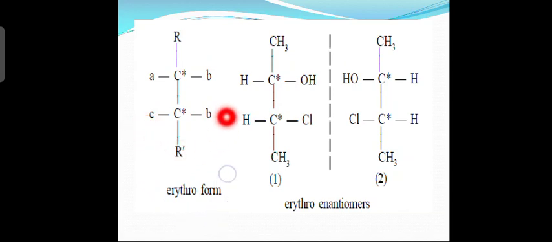What is the erythro form? If the substituent which is the same or common is present on the same side, okay, same side. So, B, B is present on the same side, that means right side. Now, this is also erythro, an example for erythro. This is the general formula for the erythro form. This is the specific example.